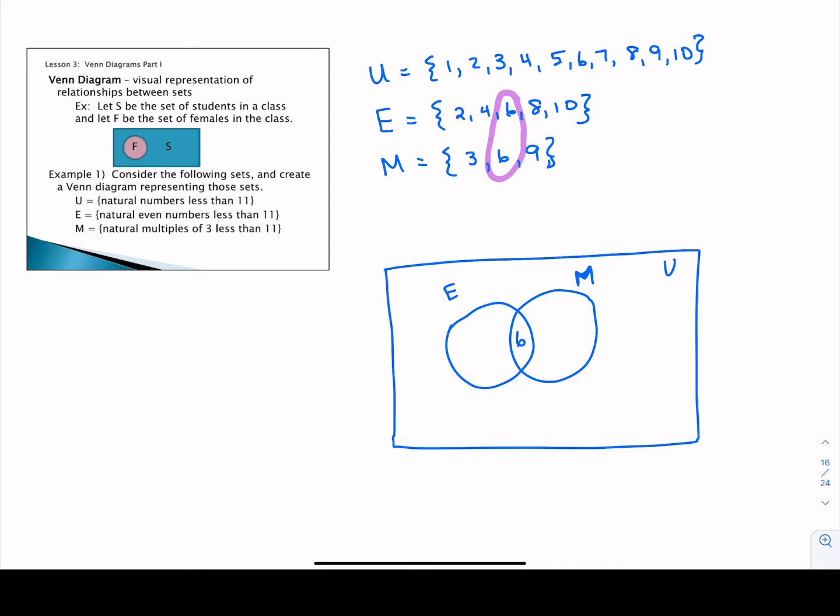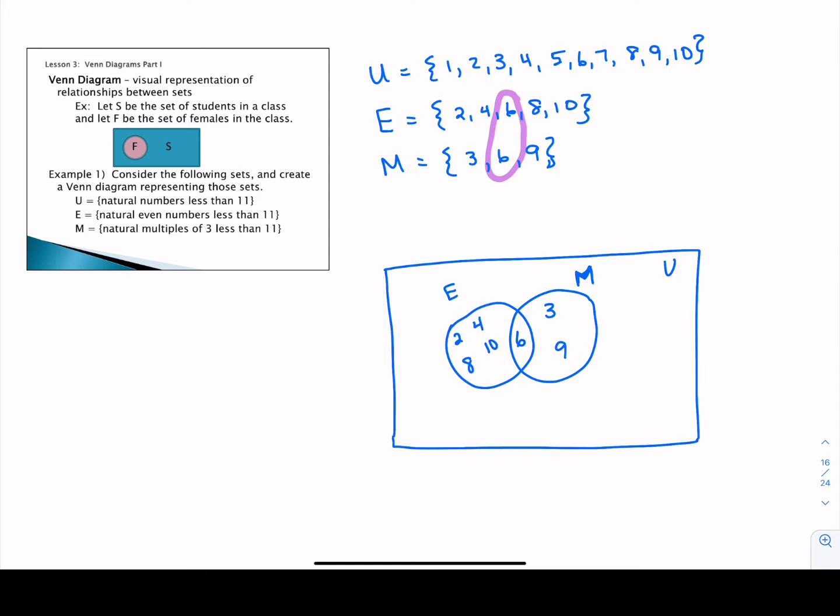Now I'm going to keep filling in all my even numbers. So my even numbers were numbers like 2, 4, 6 is already covered, we have 8, and we have 10. So those are my even numbers. My multiples of 3, we've got 6 in there already, but we have 3 and we have 9 that are outstanding. So what you notice is that everything in circle M are the elements in set M. Everything in the circle E are the elements in set E, but those two circles overlap because we have an intersection with the element 6.